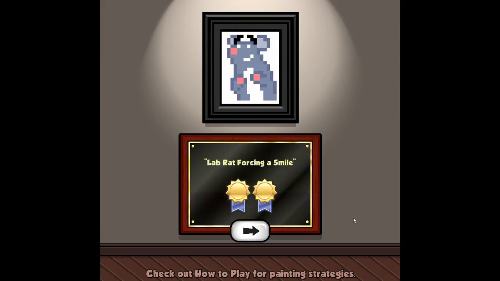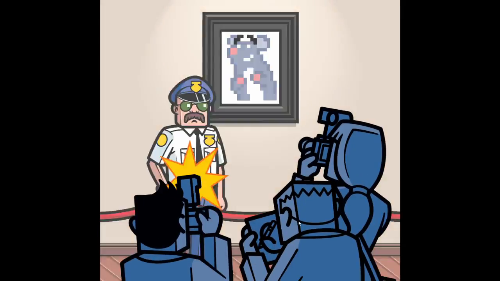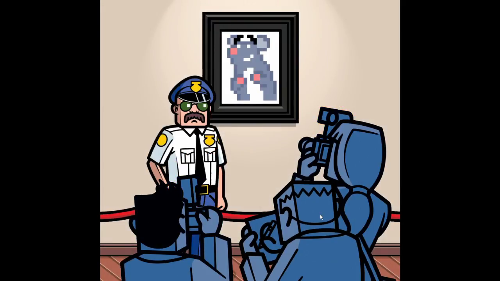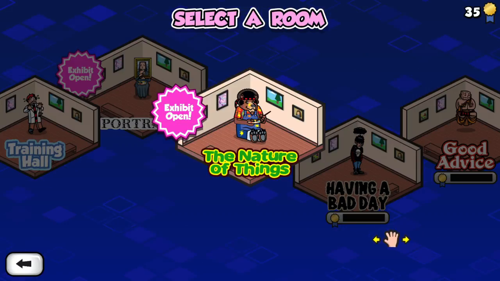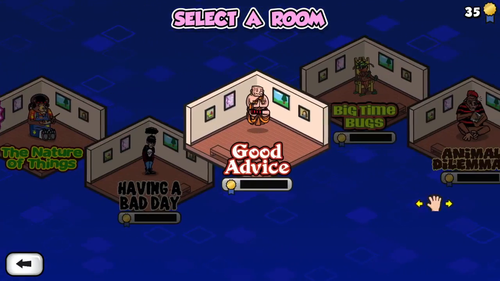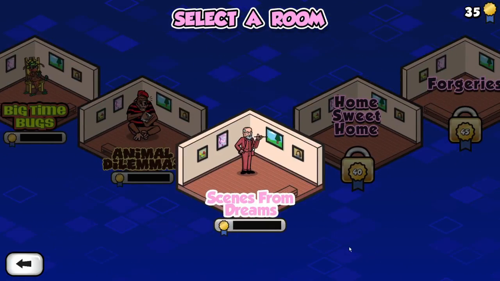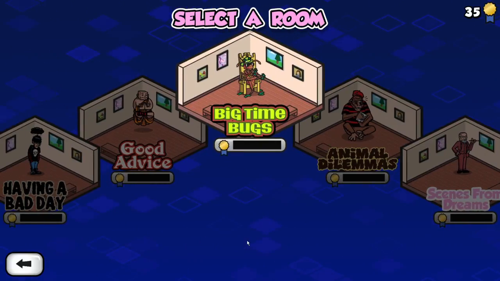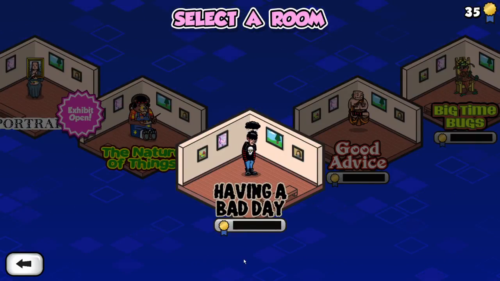But now you can just do this whenever. So let's just see where we are. Did I finish this room? I finished this room. So yeah, that's a nice thing to end on, is I finished the nature of things. Bob Ross Bear is happy. Now you can do having a bad day. Yeah, you can do good advice. You can do big time bugs, animal dilemmas. You can do scenes from dreams. I think I'm just gonna keep doing them in order because none of these really jump out at me, and then maybe at some point we'll jump to the election. Okay.